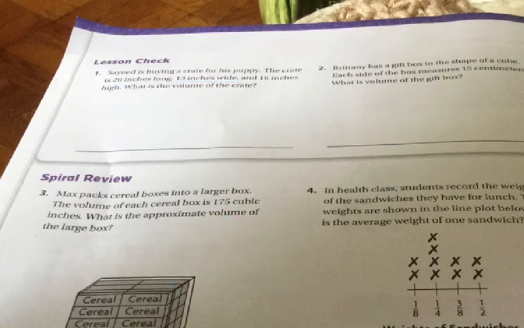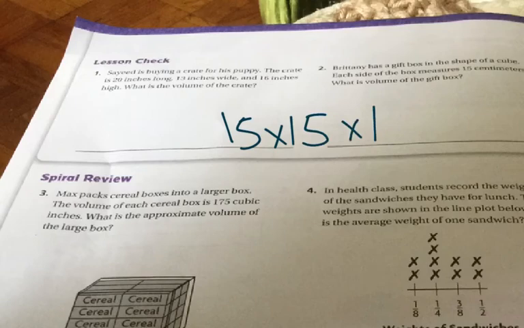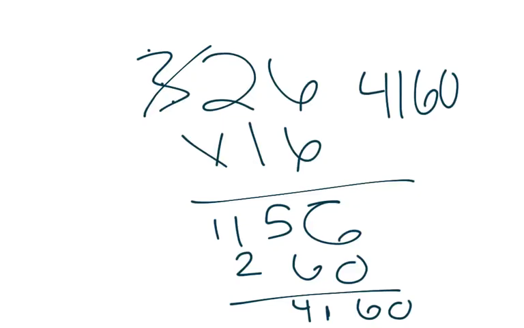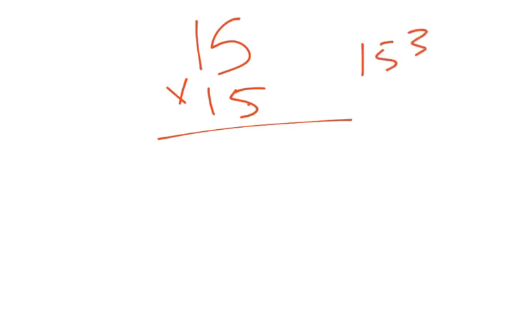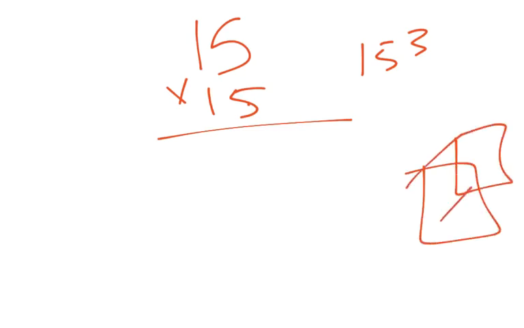Brittany has a gift box in the shape of a cube. The cube part's important. That means all of them are the same. So it's going to be 15 by 15 by 15. That one I'm probably going to have to try. So let's do 15 times 15 first, and we'll multiply another 15. So it's not 15 times 3, it's 15 times 15 times 15, or 15 cubed, I guess. Hence the cubed part. Isn't that interesting?